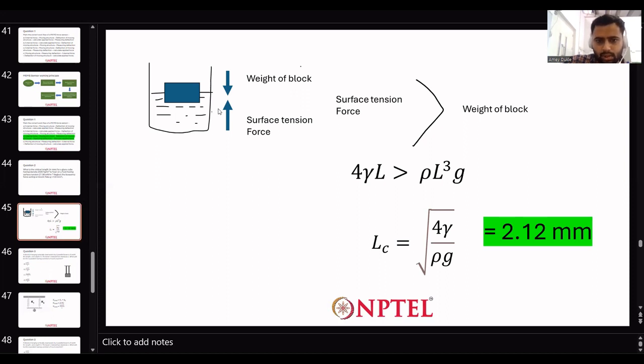So here the condition to find the critical length is that the surface tension force should be greater than the weight of the block. Surface tension force is given by 4 tau L, and that should be greater than rho L cube into g, that is the density into volume into gravity. From that you can get the critical length as 2.12 millimeters.